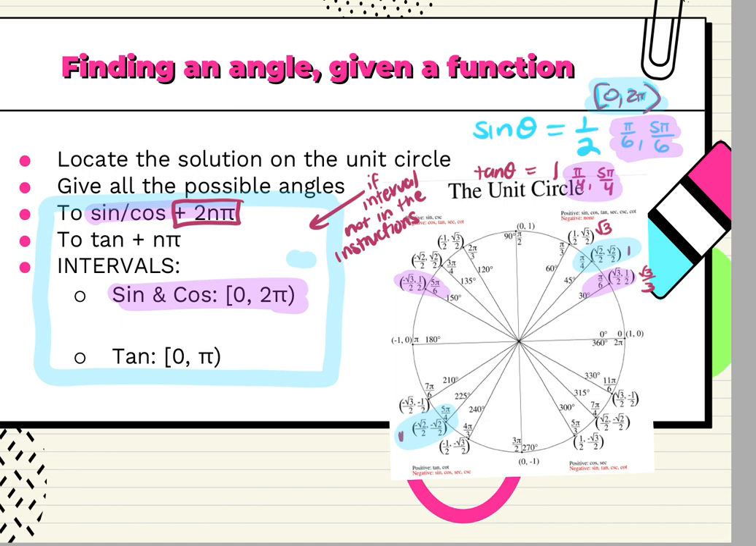Okay, but what that means is I can go one more time around my unit circle and I get the same answer. I can go two more times around my unit circle, I get the same answer. Three more times, four more times, five more times. That's what n just represents, a constant. So sine and cosine repeat every full circle. So if the same question had been given, if it said sine of theta is 1/2 and it didn't give me the interval, then my answer would have been pi over 6 plus 2n pi, and 5 pi over 6 plus 2n pi.